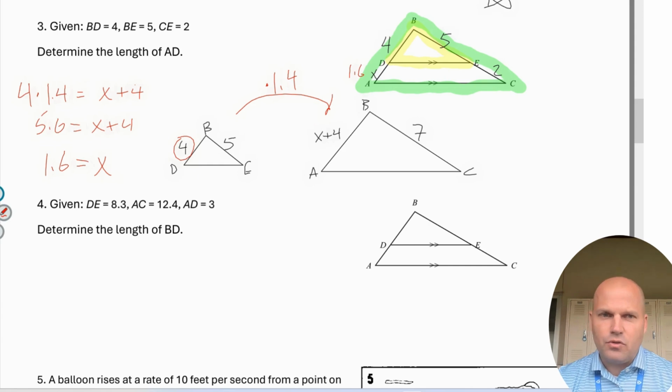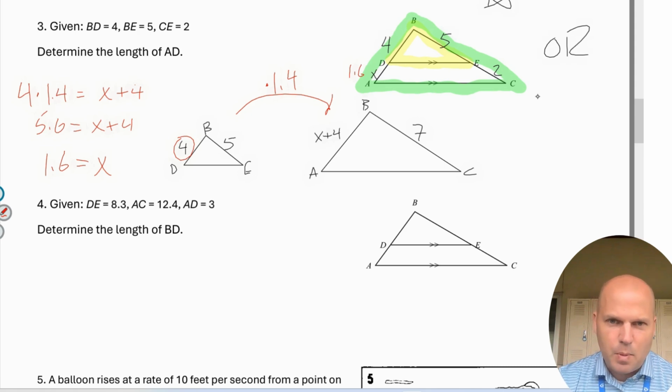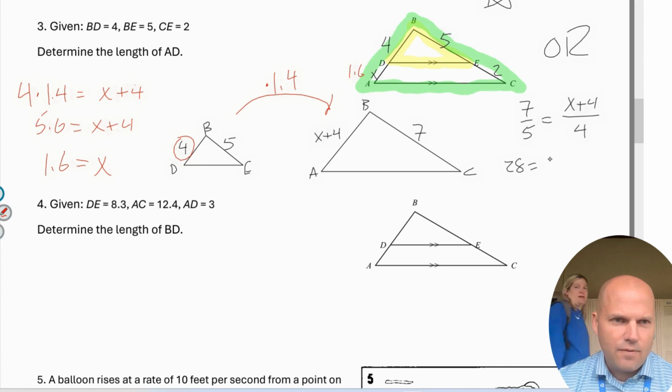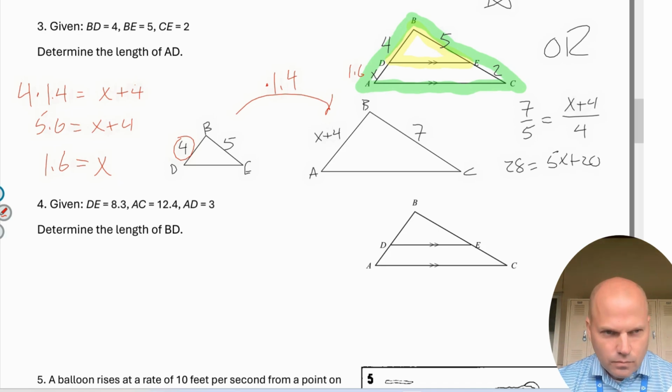If you're not comfortable doing it that way, here's an or. You could set up a proportion. You could say bigger to smaller equals bigger to smaller, or vice versa. You could cross multiply and divide. When you multiply by 5 here, you get 5x plus 20, and then you subtract 20, you divide by 5, you get 8/5. Guess what? 8/5 is the same as 1.6.